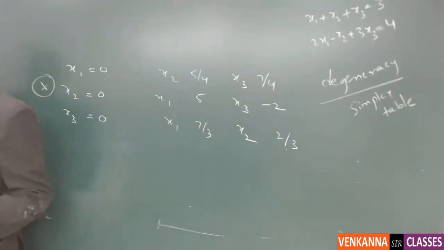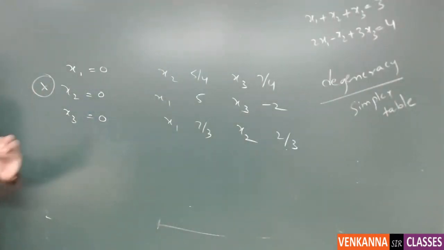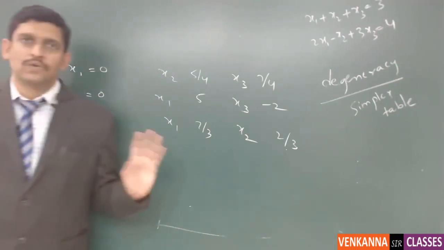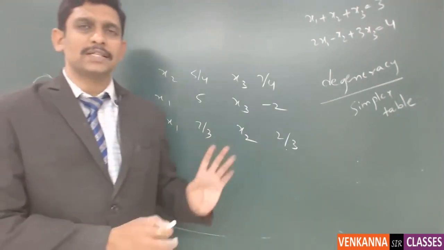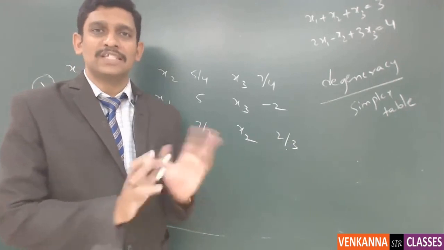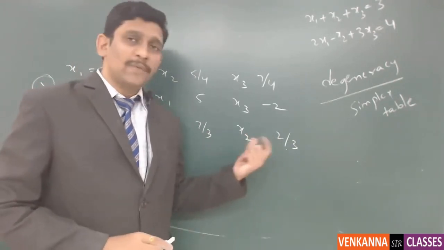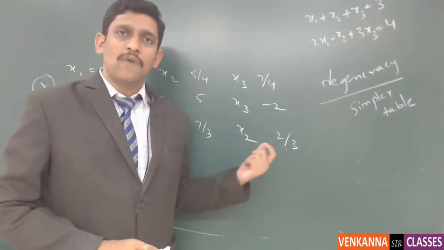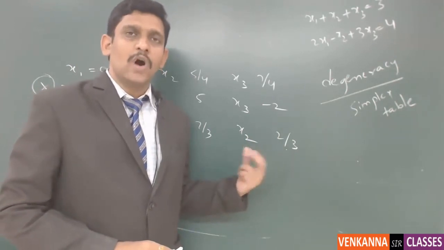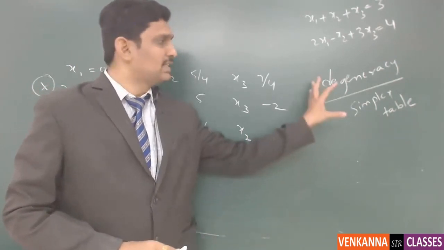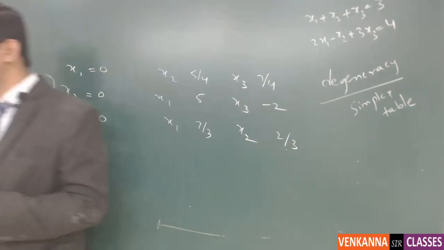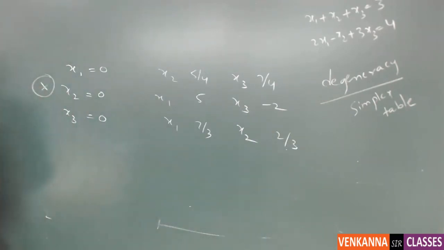The thing here is, whenever you are calculating the minimum ratio, in the problems we have discussed so far, the minimum ratio is not equal, it is distinct. So if the minimum ratio is 0 or one of the variables is 0, how to proceed next? That is the concept of degeneracy in the simplex table. Later, the concept of simplex in linear programming is completed.